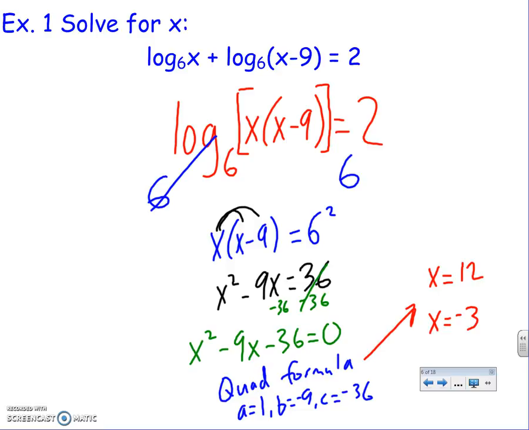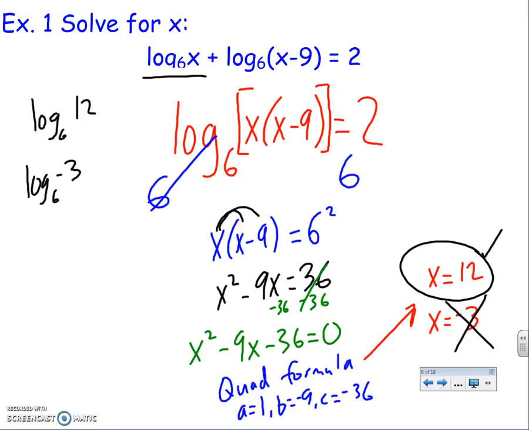If I plug those into the first one right here, I can take the log base 6 of 12. That's fine. So that's a good answer. But I cannot take the log base 6 of a negative 3. Remember, no taking logs of negative numbers. This answer is bad. So my only answer is x equals 12.